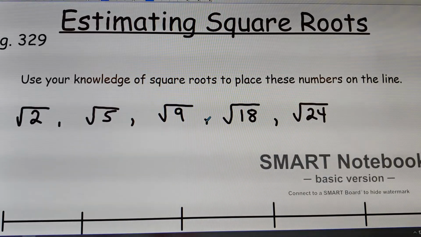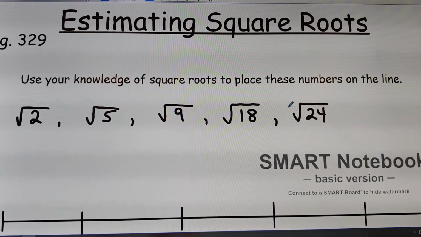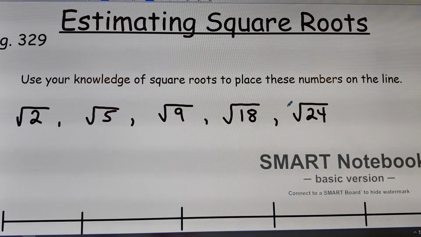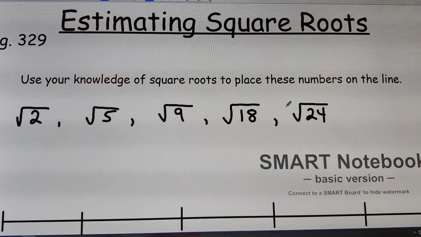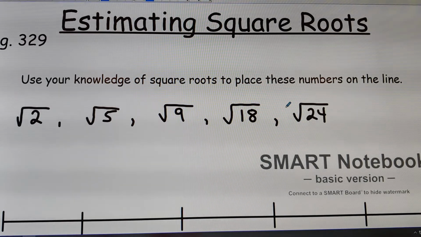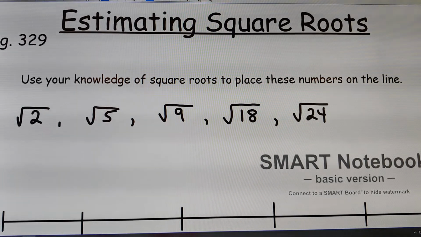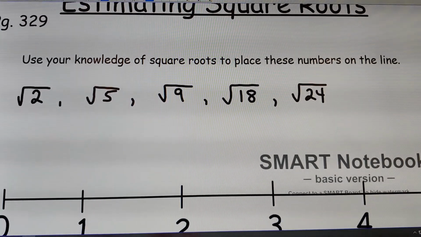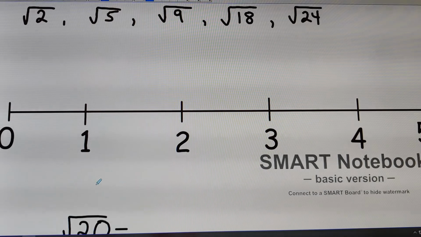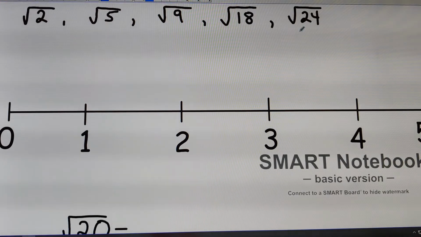So here you can see the beginning of the lesson. It's starting on page 329, and it's called Estimating Square Roots. So the idea here is figuring out what the answer to the square root is without using a calculator. And you're going to do it just by knowing the answers to your perfect squares. Okay, so we get a bunch of square roots that they want us to find. I'm just going to move it there so we get out of the way of that watermark at the bottom. Okay, so square root 2, square root 5, square root 9, 18, and 24.